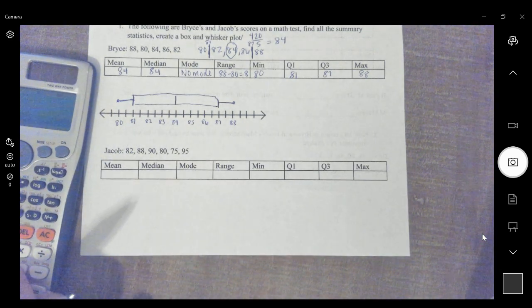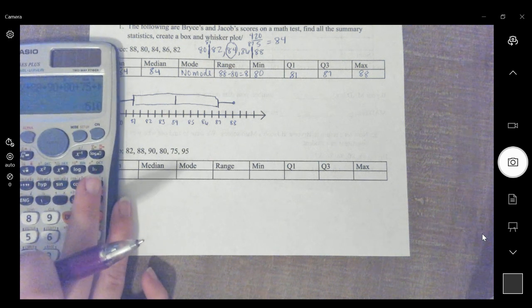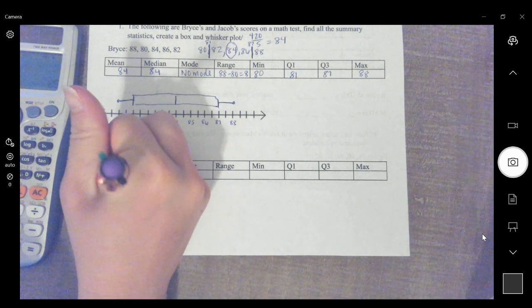Okay, so let's do Jacob, and we're not going to draw the box and whisker plot. We're just going to find everything and just make sure we know what to do in the case of an odd number or even number of terms here. All right, so our mean, we add them together and divide by how many there are. So 82 plus 88 plus 90 plus 80 plus 75 plus 95. So that's 510, and then I'm dividing that by 6. So this mean is 85, so he has a higher average.